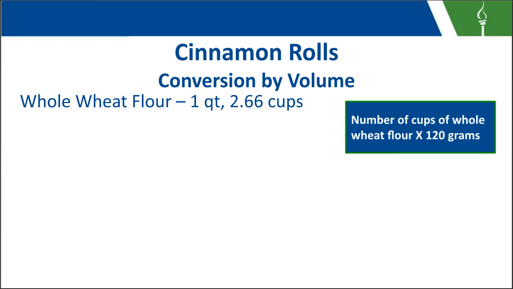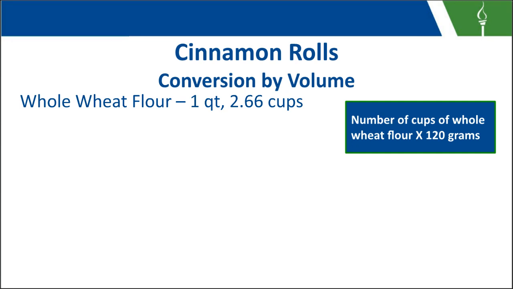So now we're going to look at converting our from scratch grain recipes when we're working with volume, so cups and quarts and such. So in this example, and the reason that we have to do the whole wheat flour and the enriched flour separately or different grain ingredients separately is because the weight of 1 cup of these different ingredients weighs a little bit different. So here, the whole wheat flour, 1 cup is equal to 120 grams.